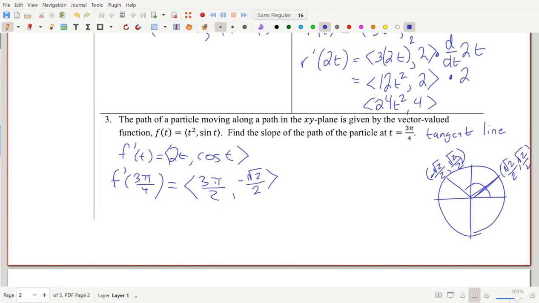So I want to find a tangent line to this function, which means that I need 2 things. I need a slope and I need a point. I don't have a slope in vector form, but the idea is this is my dx dt and this is my dy dt. So to do my dy dx, I'm going to take my dy dt first, negative square root of 2 over 2, and then put it over 3 pi over 2.